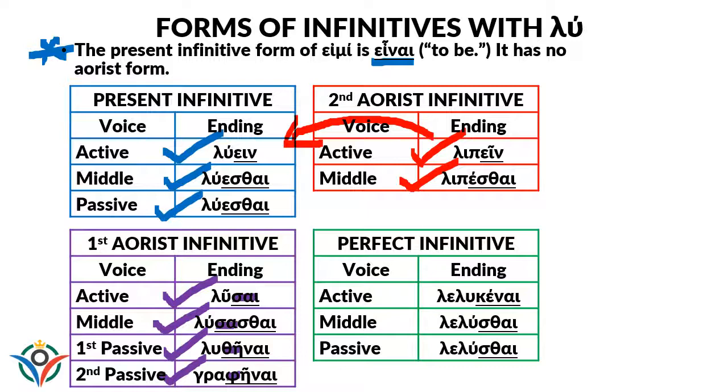And then the perfect infinitive forms, the active voice is λελυκέναι, and then the middle and passive voices are λελύσθαι. And notice there that in the perfect tense we have the reduplication, the λε before λυ. Good. So now that we've done the forms of the infinitives, and I hope that you have taken the time to memorize them, let's now move on to the uses of the various infinitives.